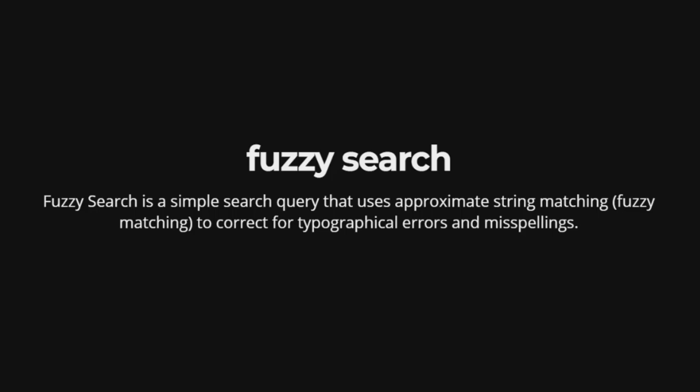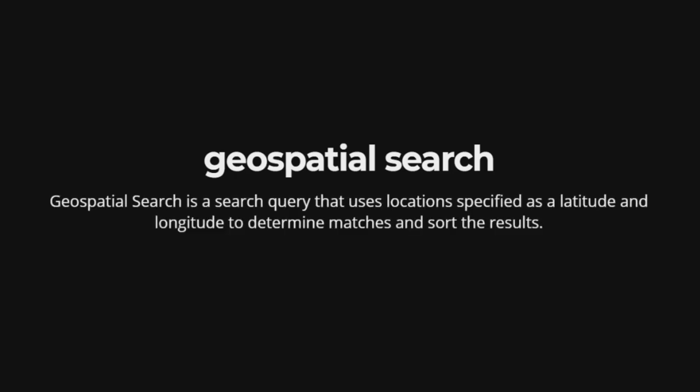Fuzzy search. Fuzzy search is a simple search query that uses approximate string matching, fuzzy matching, to correct for typographical errors and misspellings. Geospatial search. Geospatial search is a search query that uses locations specified as a latitude and longitude to determine matches and sort the results.